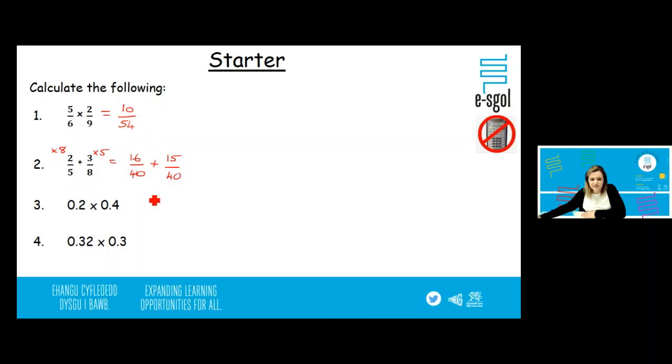Now the denominators are the same, you can just add your numerators together. So 16 add 15 is 31. Do not add the denominators, that is still out of 40. So check your answer there.